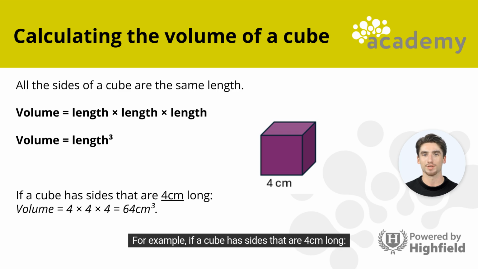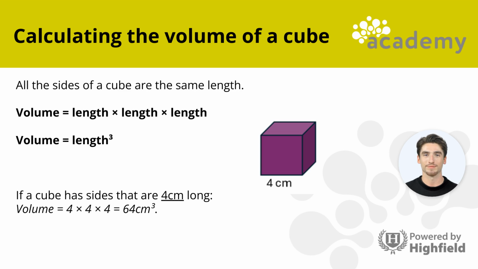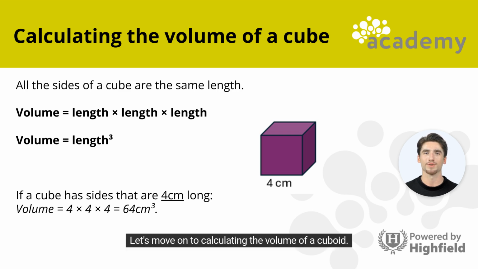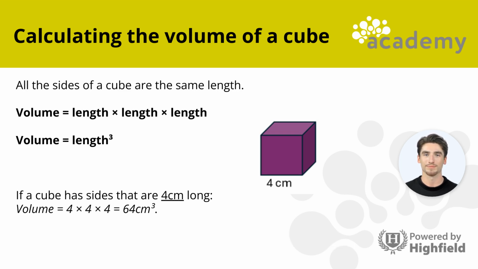For example, if a cube has sides that are 4 centimeters long, volume equals 4 multiplied by 4 multiplied by 4. This equals 64 centimeters cubed. Let's move on to calculating the volume of a cuboid.